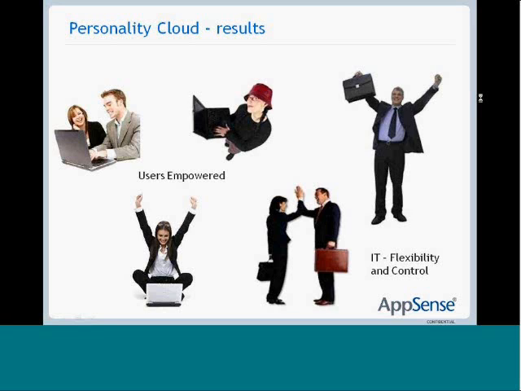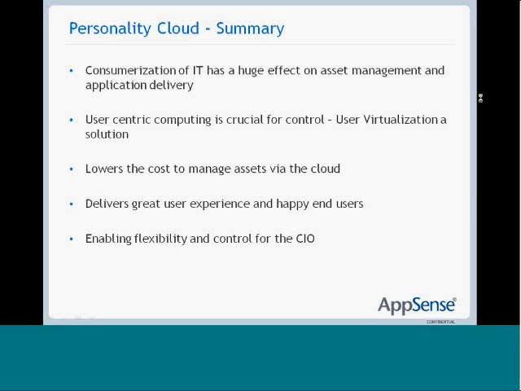And all the way through this, of course, the IT organization absolutely must feel like they are in complete control of the service that's being delivered to the end user themselves. And by removing the user complexity from the device, they're able to do so. So as we walk through towards the summary, I've rushed through this a little quicker than I had hoped. The consumerization of IT, whether it's the tablets, the smartphones, the user-introduced laptops, etc., has clearly a huge effect on asset management and application and data and content delivery to the user. However, user-centric computing is absolutely critical for our control, and user virtualization does supply us with a means of a solution via a personality cloud.